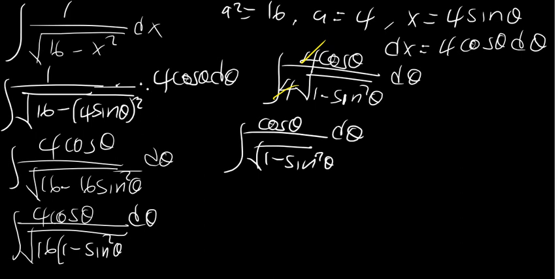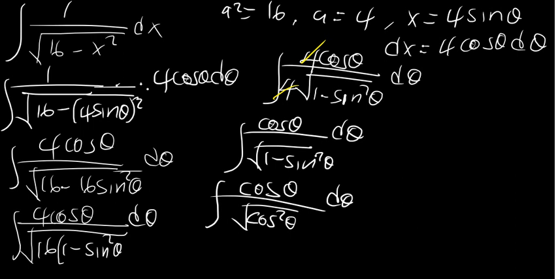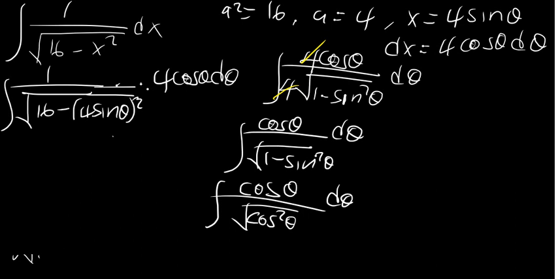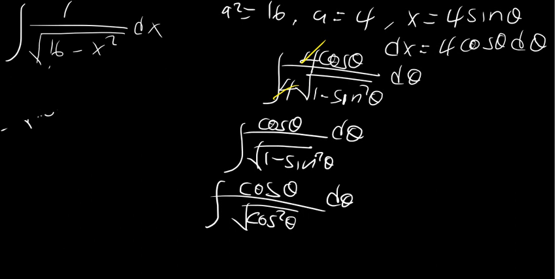Now from here, we know that 1 minus sine squared theta is cos squared theta. So we're going to replace now there. On top doesn't change. Down there, the square root of cos squared theta d theta. Okay. Now after doing that, what else do we know? What is the square root of cos squared theta? The square root of cos squared theta is just cos.